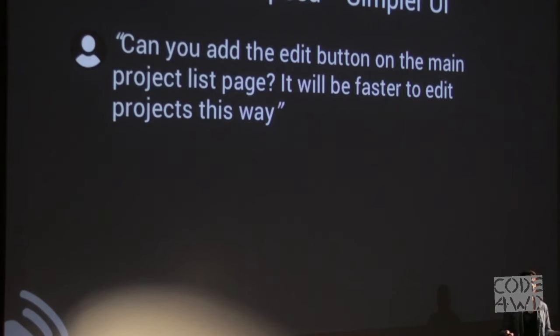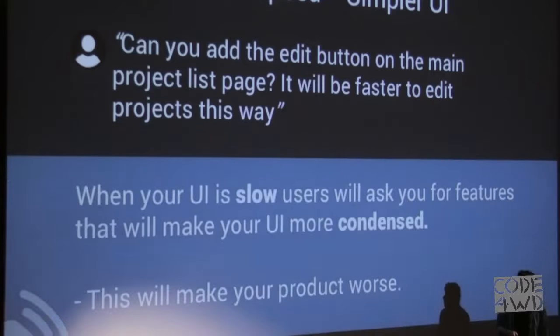It's not because they want a cluttered UI with a lot of functions and buttons. It's because it takes time to get from one page to another page, so they prefer to do it on the main page. So when your user interface is slow, people will ask you to move stuff around, and it will make your product much more cluttered and much worse.